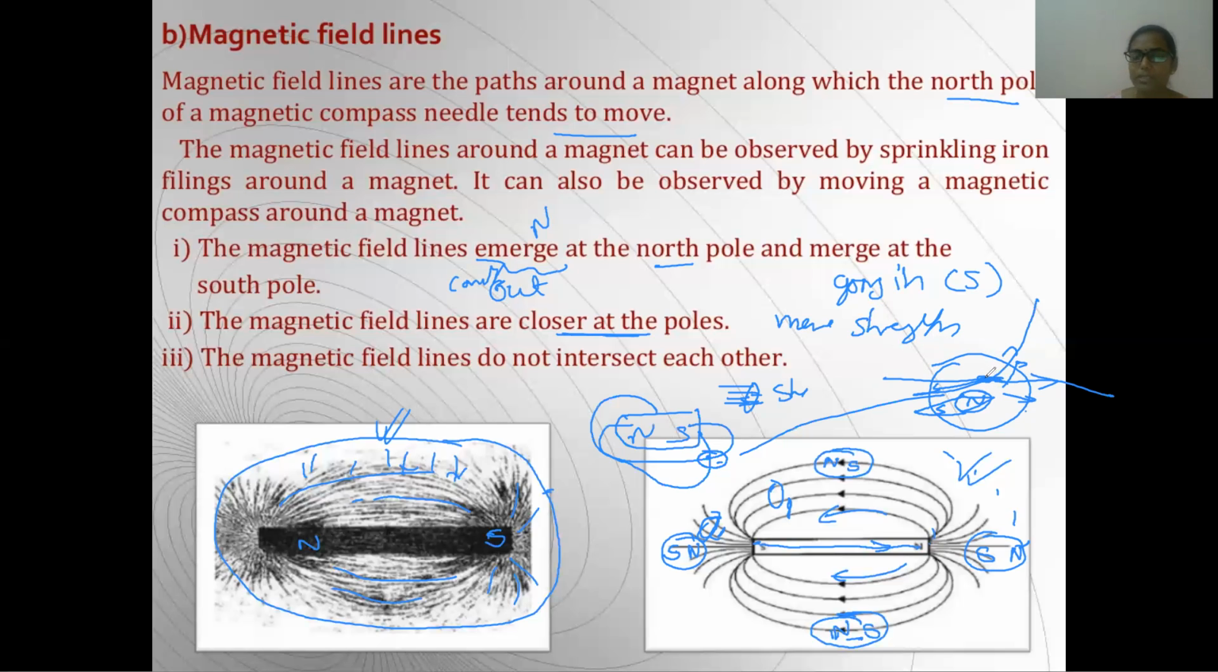So that is what the magnetic field lines are. They never intersect each other because the compass needle does not show two deflections at a time. It is not possible at all. So magnetic lines never intersect each other. I hope magnetic field lines are clear to everyone. This is nothing but magnetic field lines.